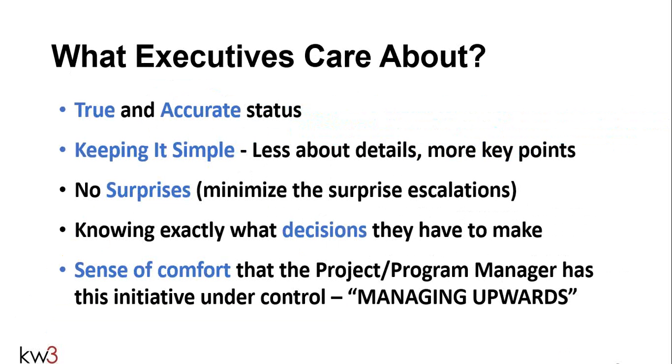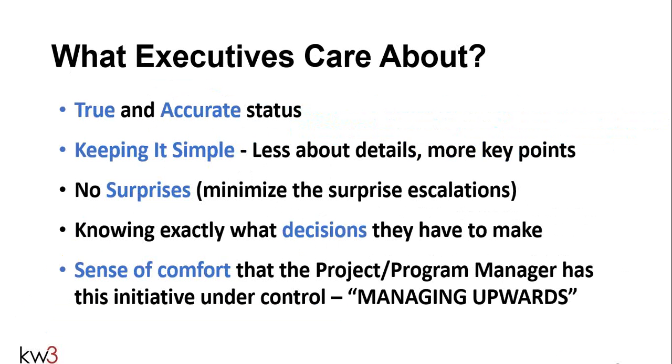So the next question you're probably asking yourselves is, what do executives care about? Let's put it very straightforwardly. They want true and accurate status. They want to keep it simple. Third, they want no surprises. Oftentimes in complex initiatives and programs there tend to be escalations, and that's required. But sometimes those escalations come as a surprise, which causes more tension and anxiety among the team members and the executives. In addition, executives also want to know exactly what decisions they have to make to keep the project going.